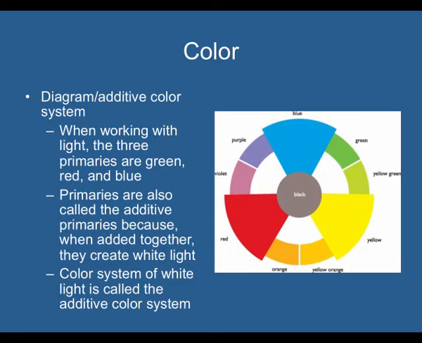So when we're working with light on artwork, for example, there are three primaries. There are red, yellow, and blue. Those are the primary colors. You have the secondary colors, which are created when you mix a primary with another primary. So when you mix a red with a yellow, you actually will create an orange.